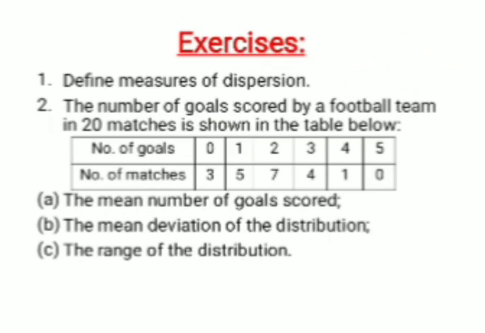If this one is clear, I would now like you to look at the exercises here. So the first question is: define measures of dispersion. Number 2, the number of goals scored by a football team in 20 matches is shown in the table below. So number of goals, then number of matches. Then number 1, letter A, find the mean number of goals scored. Then the mean deviation of the distribution, then the range of the distribution.